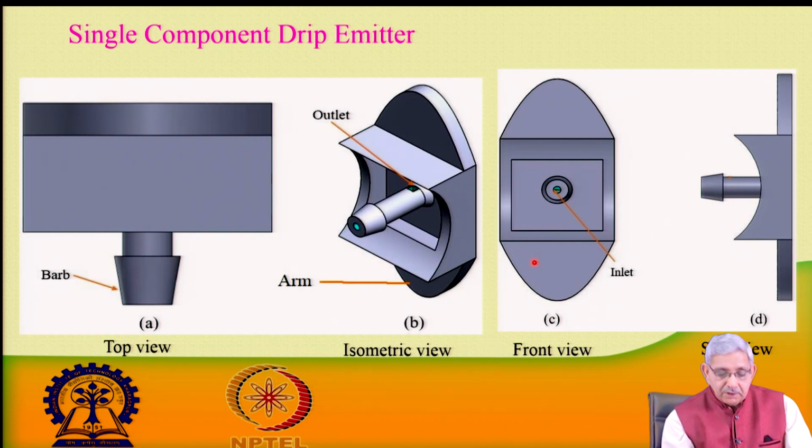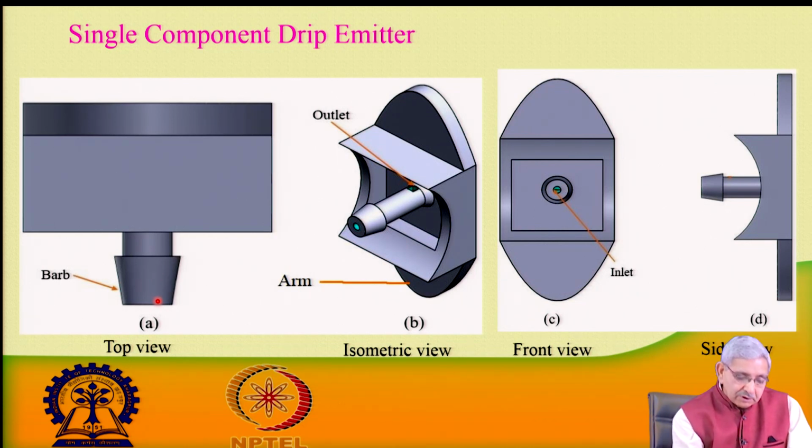The single component dripper is simple; only one component is used. This is the top view, this is the bottom portion where there is a barb, and then on this component there are two arms, one arm here and another arm here. Water enters through this barb. There is a hole in this one, so when water enters, it ejects out of this particular hole and strikes this arm.